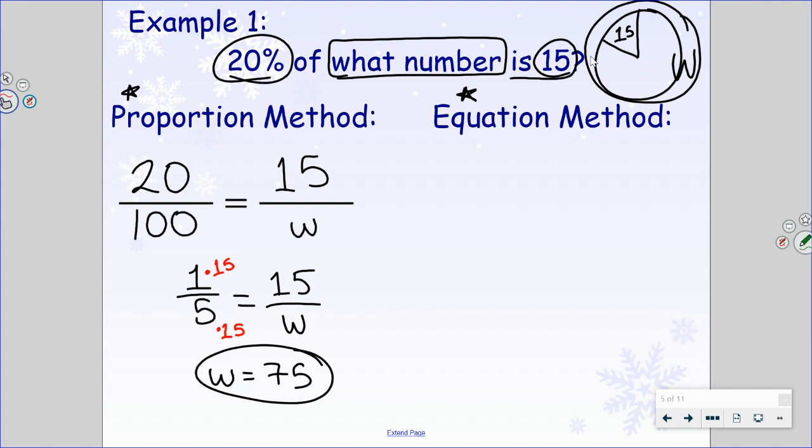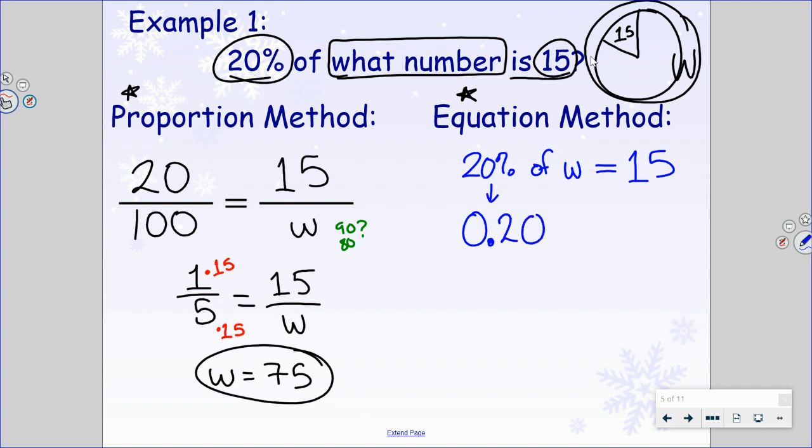Notice that 20 is actually just a little bit bigger than 15. So I don't know. What would you say? 90, 80? Notice how close 75 is to 80. Now, many of you will prefer the equation method, so I'll come over here where it says 20% of some number, I'll call it W, is 15. And we know we must change 20% to its appropriate decimal. 20% means 20 hundredths, and we multiply it by W.